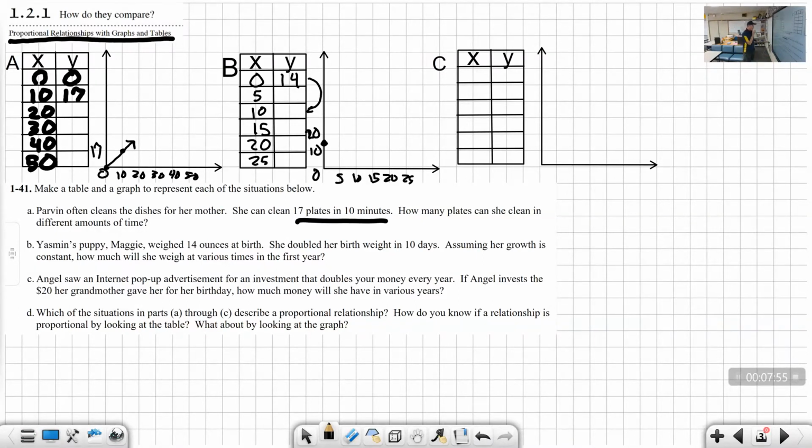Interesting. Letter C. Angel saw an internet pop-up advertisement for an investment that doubles money every year. Okay, years. 0, 1, 2, 3, 4, 5. Notice I start by counting my table. Notice I start by counting my graph. Okay? If Angel invests the $20 her grandmother gave her for her birthday, how much will she have in various years? So we're starting at 20. So let's go ahead and count by 20s maybe.